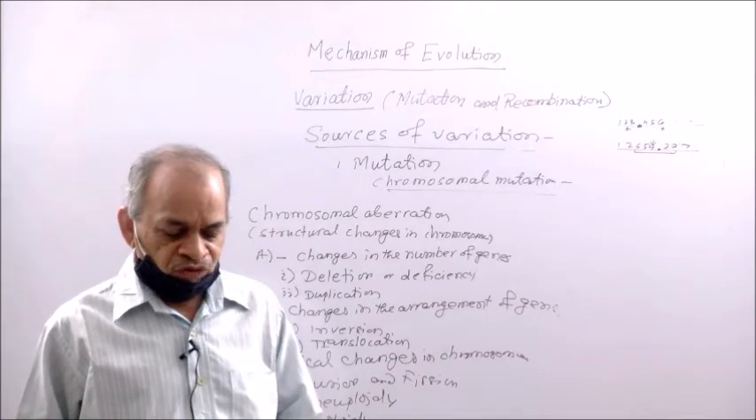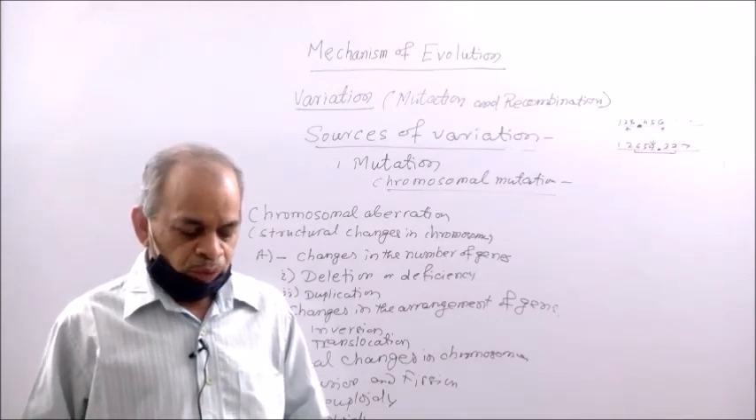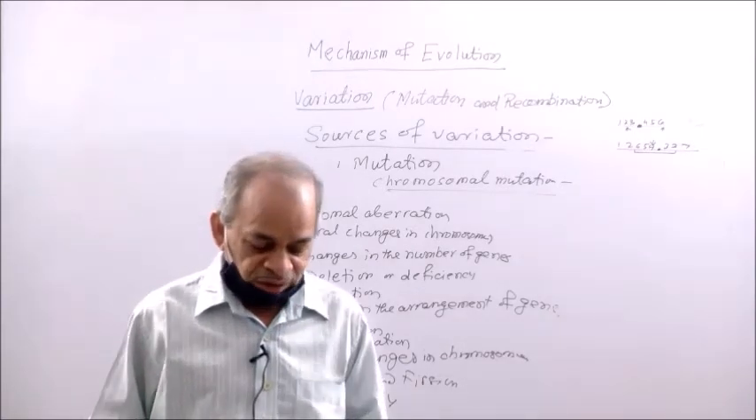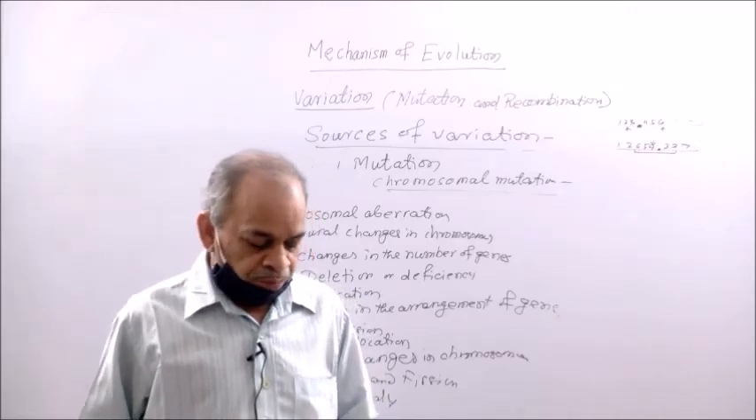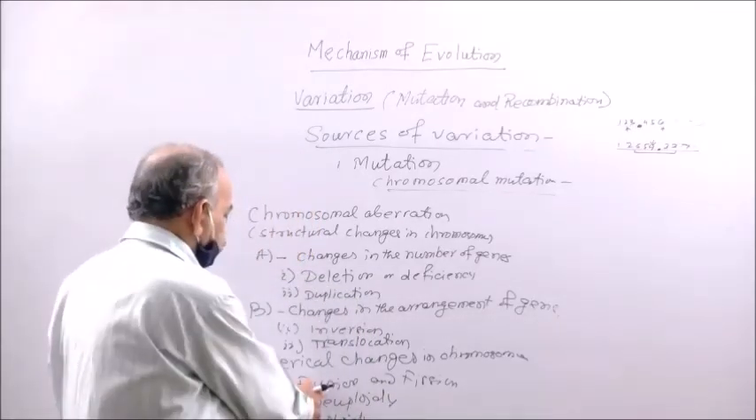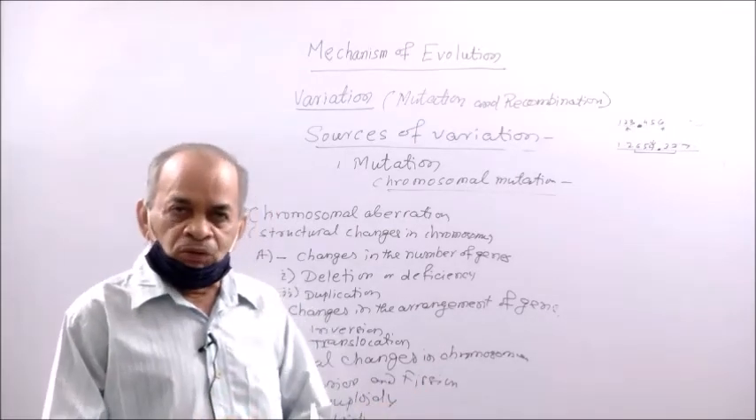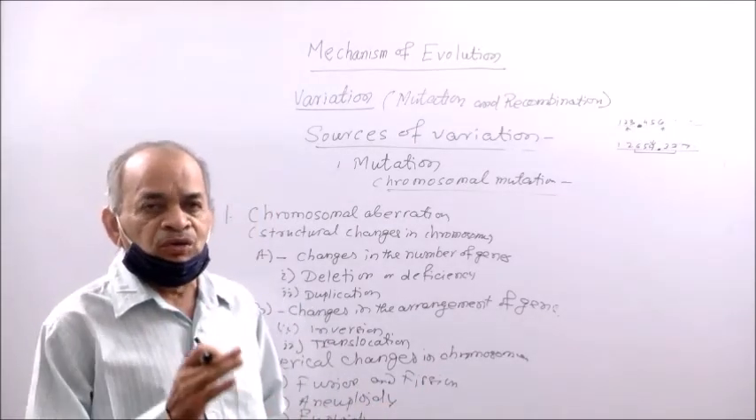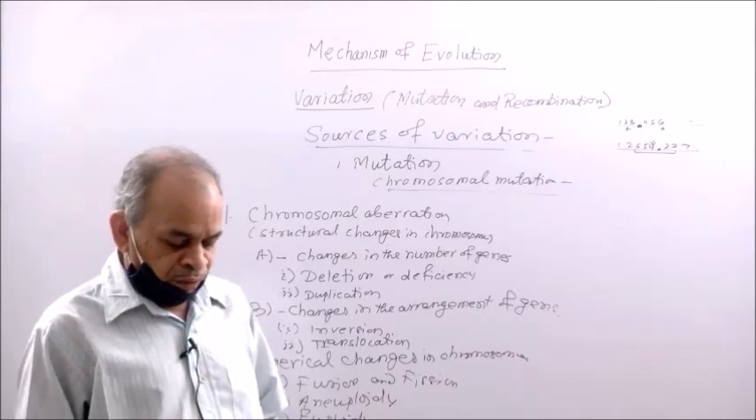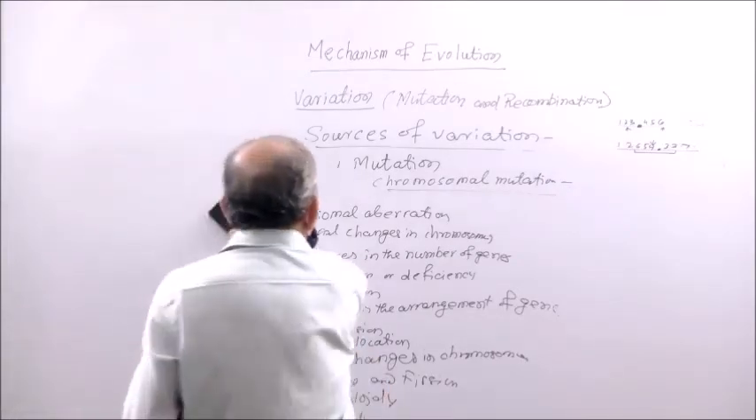Translocation heterozygotes may produce gametes with duplications and deletions. Then fusion and fission. Fusion means two chromosomes will fuse. Fission means one chromosome will break.